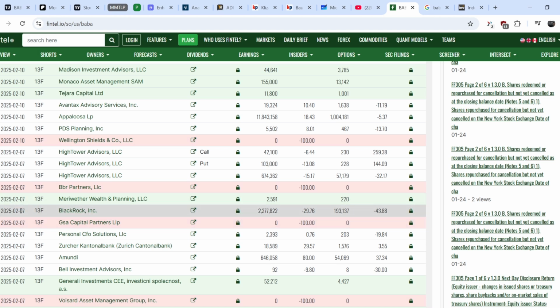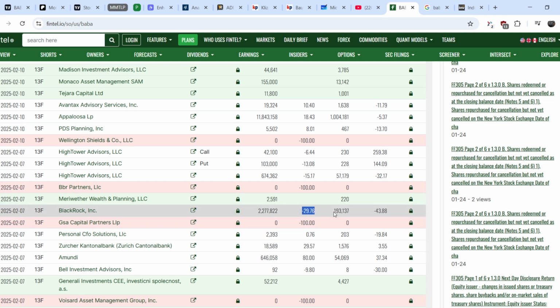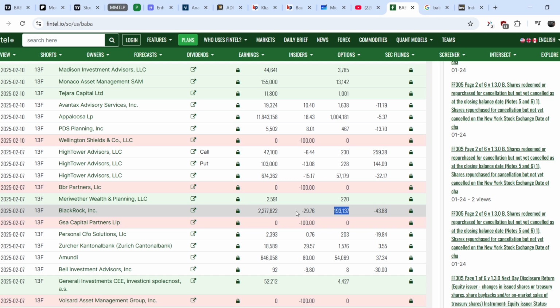BlackRock filed on February the 7th that they reduced their position by almost 30%. Yes, they still hold about $193.1 million in value in Alibaba, but at the same time, guys, they rebalanced their position. And time will tell what will be the next movement from BlackRock and other quite huge companies.